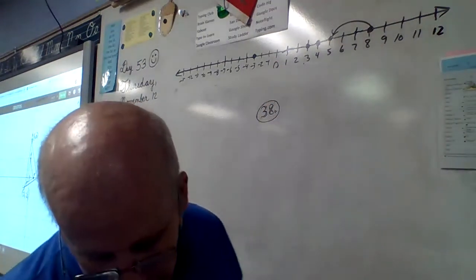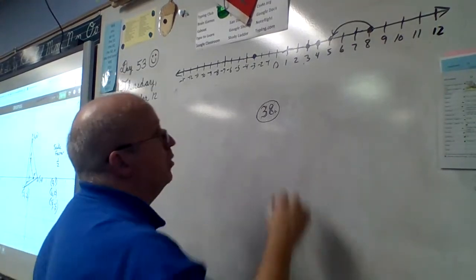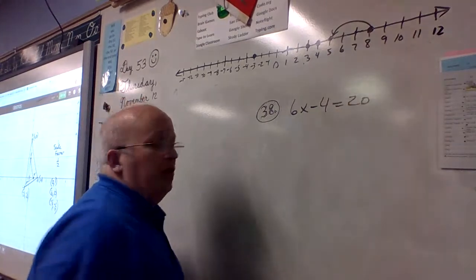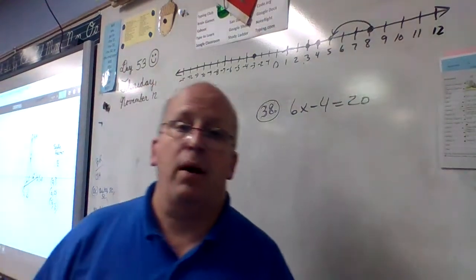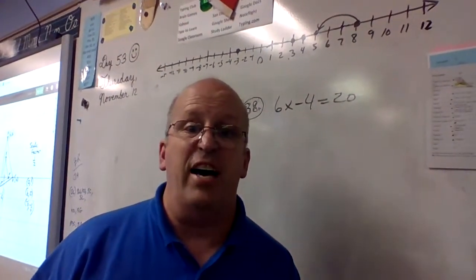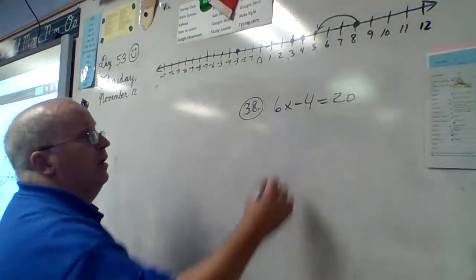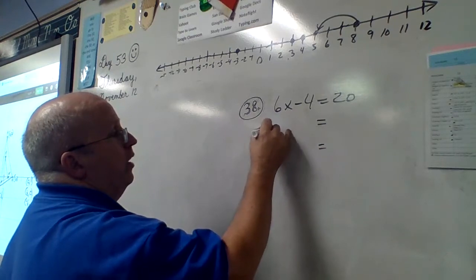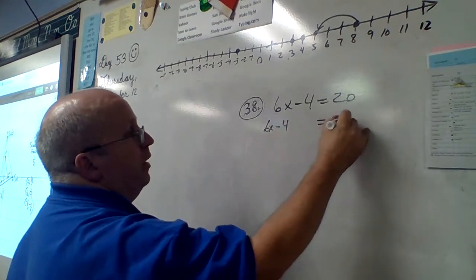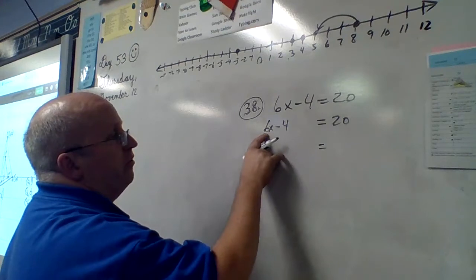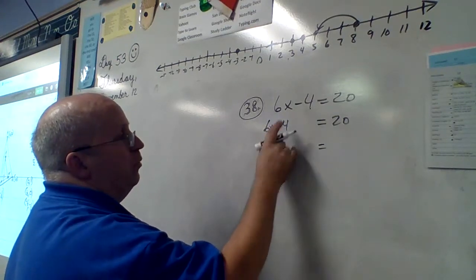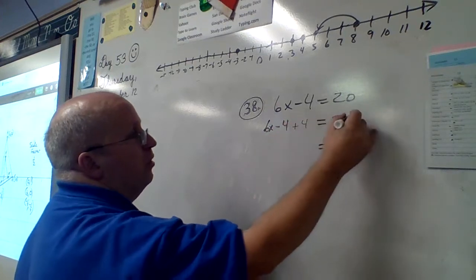38. The problem says 6x minus 4 equals 20. Hey, you notice what this is? This is one of those two-step problems. Let's start by making a couple of equal signs. We're going to rewrite the problem, but we're going to leave a space. Are we going to get rid of the 6 or the 4 first? Hopefully you know that you got to get rid of the subtracting of 4 first.